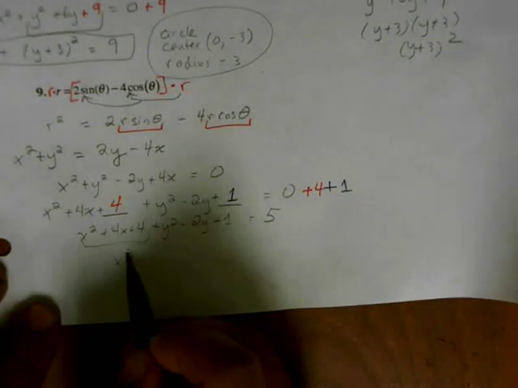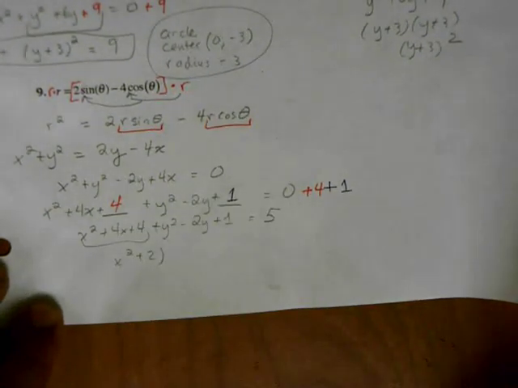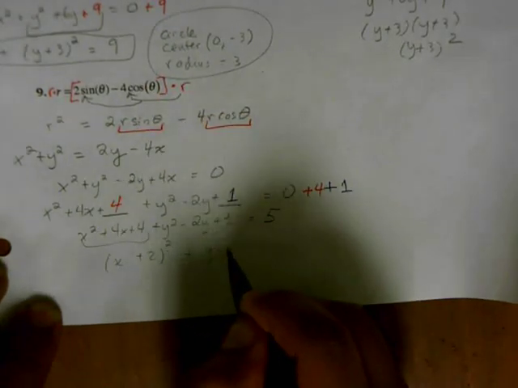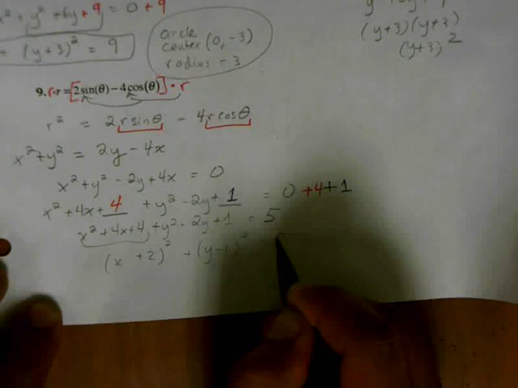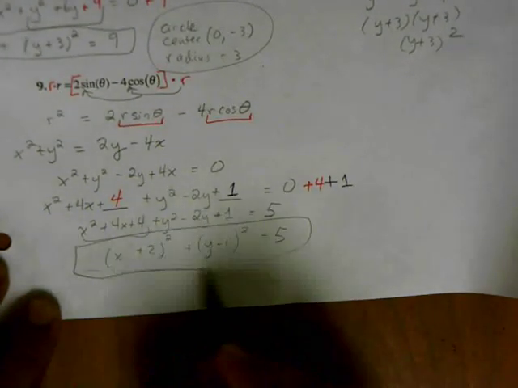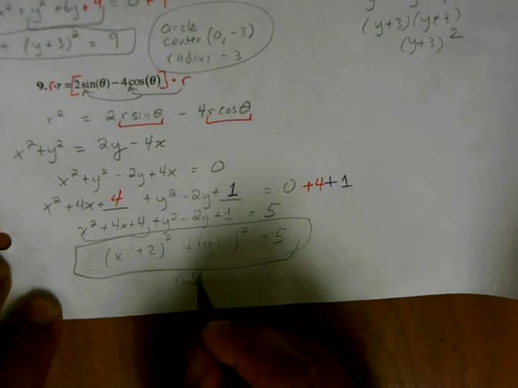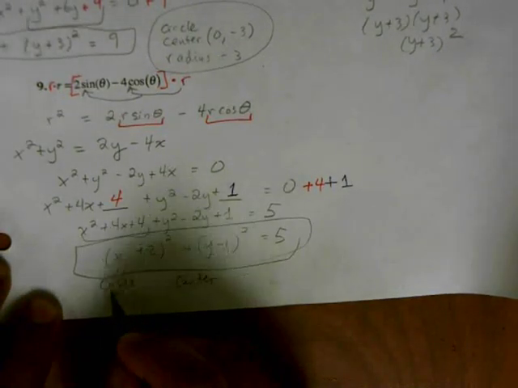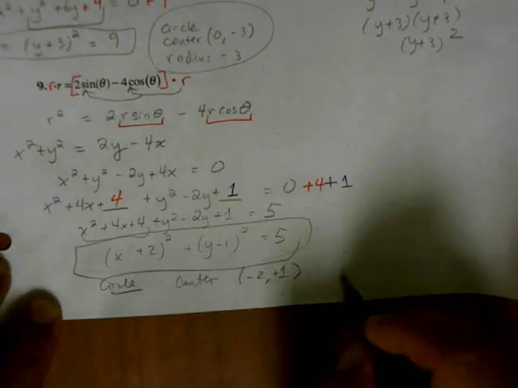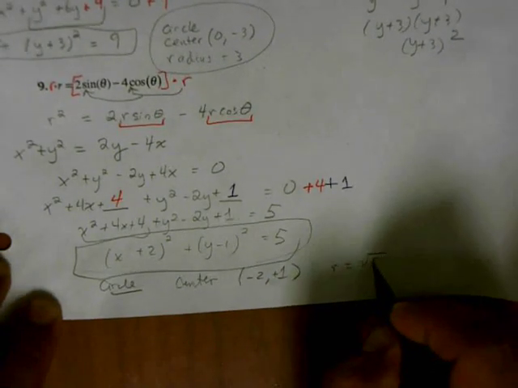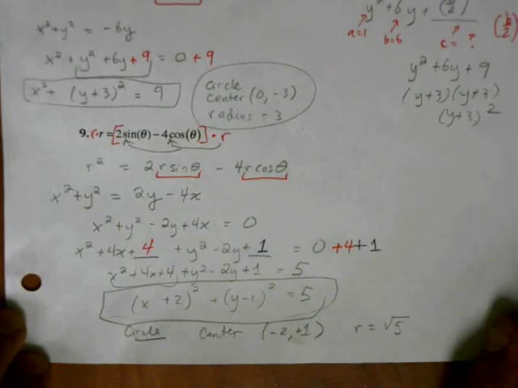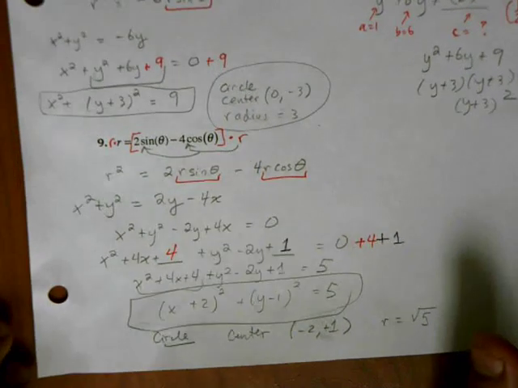I'm going to factor this. It gives me x plus 2 quantity squared, and y minus 1 quantity squared equals 5. And now I've succeeded. This is the rectangular equation, and it tells me that I have a circle with a center of negative 2, positive 1, and a radius equal to the square root of 5. And so there you have it, 3 examples of how we can convert polar equations into rectangular equations.